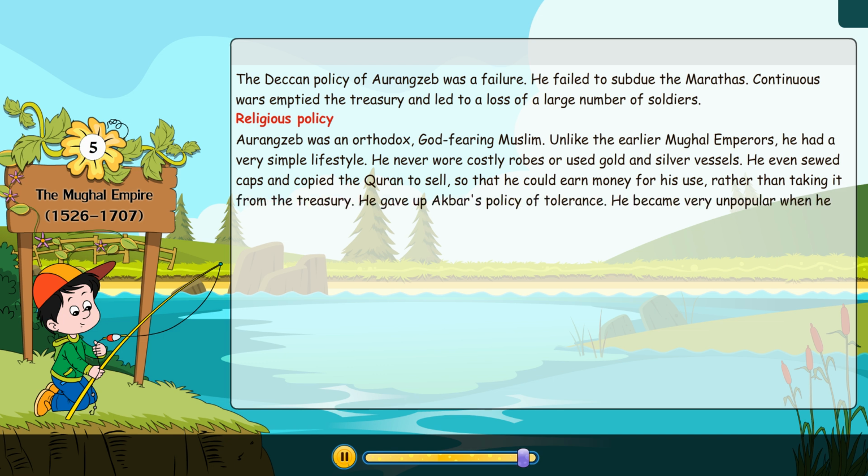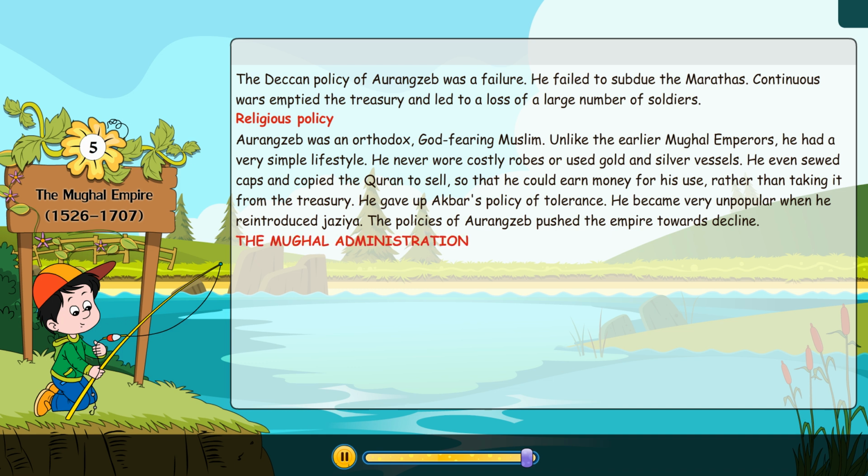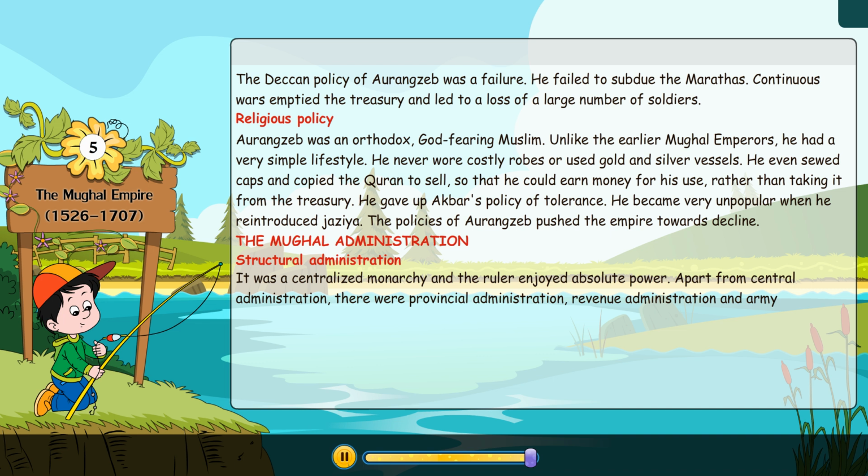He gave up Akbar's policy of tolerance. He became very unpopular when he reintroduced jizya. The policy of Aurangzeb pushed the empire towards decline. The Mughal administration. Structural administration. It was a centralized monarchy and the ruler enjoyed absolute power. Apart from central administration, there were provincial administration, revenue administration, and army administration.